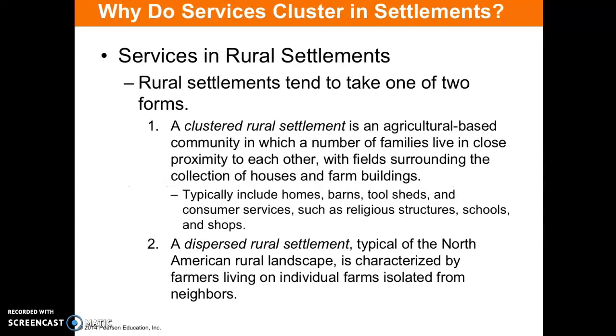Rural settlements tend to take one of two forms. Either a clustered settlement, that's usually an agricultural-based community in which a number of families live in close proximity to each other, and they have fields surrounding the collection of houses and farm buildings. It includes things like homes, barns, tool sheds, consumer services, religious structures, schools, and shops.